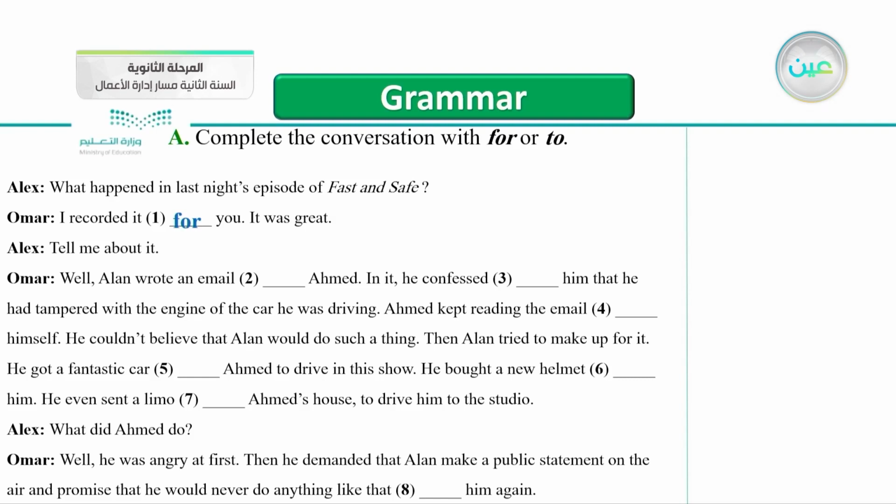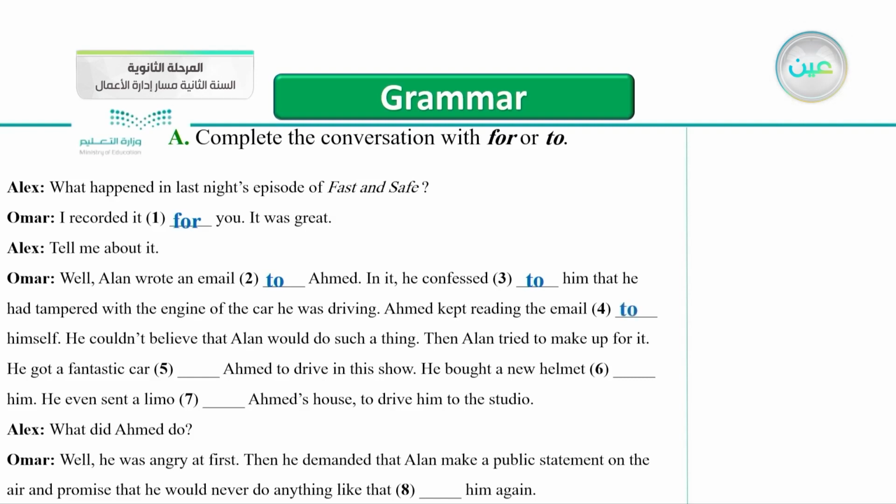Tell me about it. Well, Alan wrote an email to Ahmed. Yes, very good, to Ahmed. So the email is going to Ahmed. In it, he confessed, very good, he confessed to him that he had tampered with the engine of the car he was driving. Ahmed kept reading the email himself.